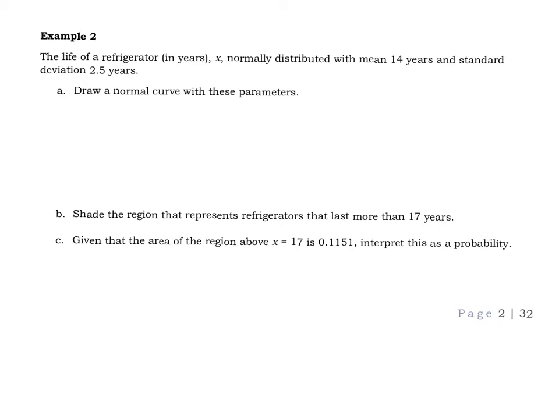So again, all you need to do is draw a normal curve, put in the mean, and make sure you have 3 standard deviations labeled to the right and the left of the mean. Okay, so great time to stop the video and see if you can make that happen. Then once you're done, shade the region that represents fridges that last more than 17 years. And then if you'd like to tackle C and interpret that as a probability, feel free. I'm going to pause the video myself and fill in the normal curve, and then I'll be back with you, well, probably in about a split second from your perspective.